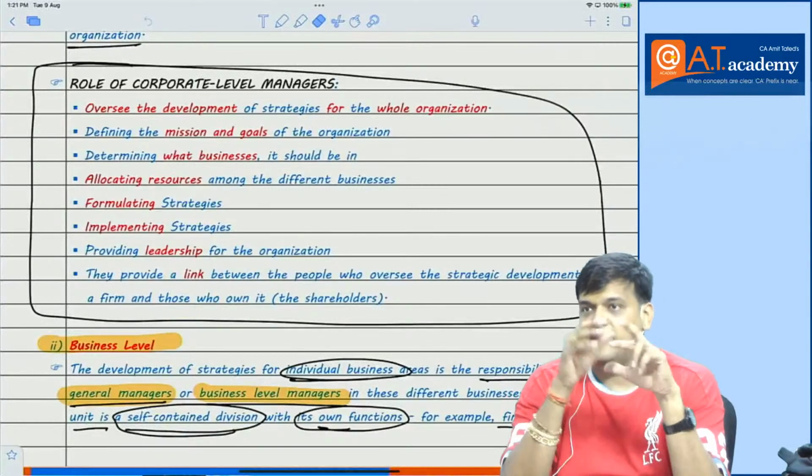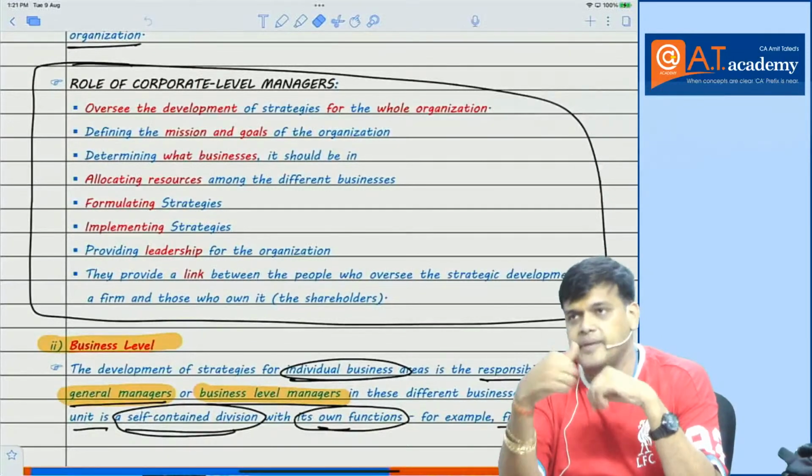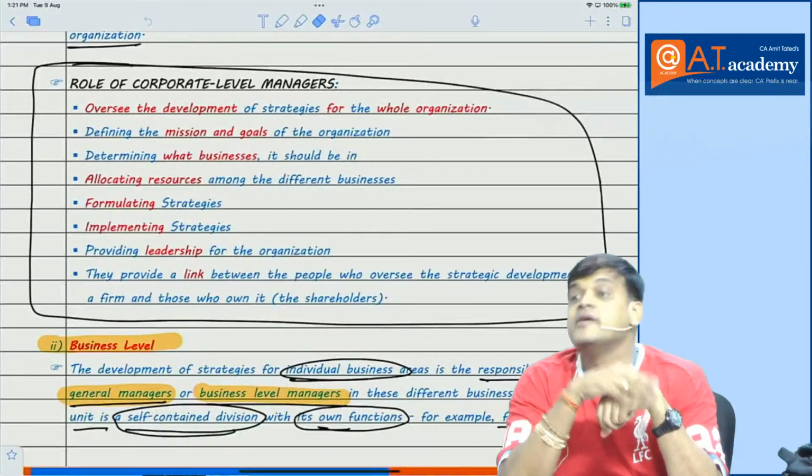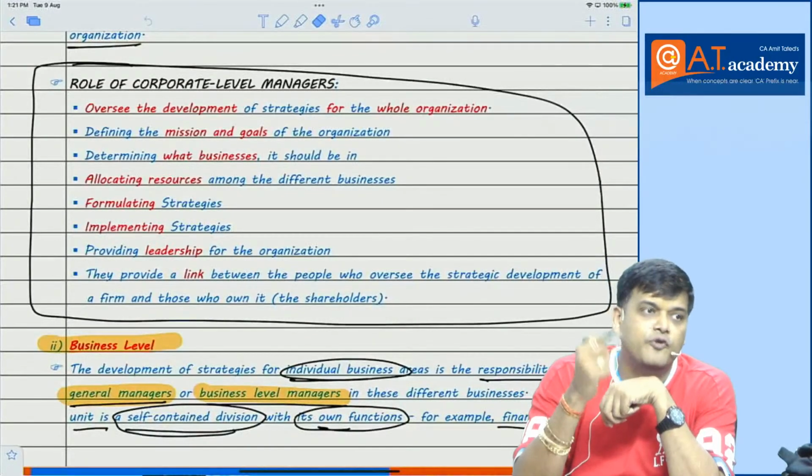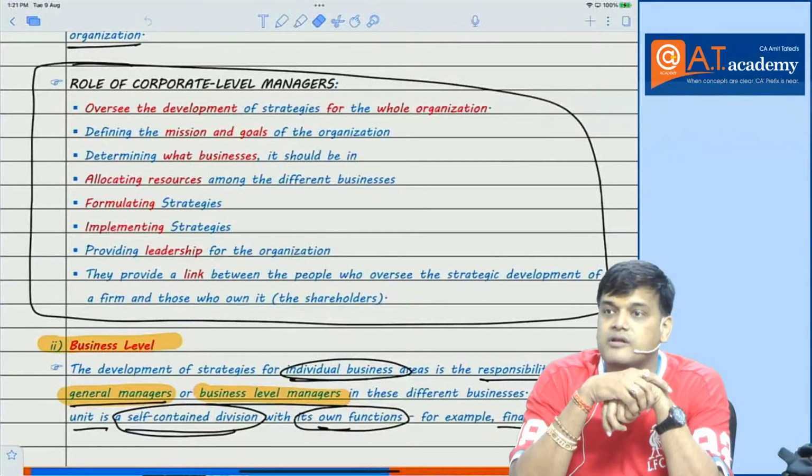Formulating and implementing. Next 2 points: leadership, and the last point, the link between shareholders and other things. Everybody clear? Okay, I'm saying it again. If you focus on the 7th point, what is the 7th point?